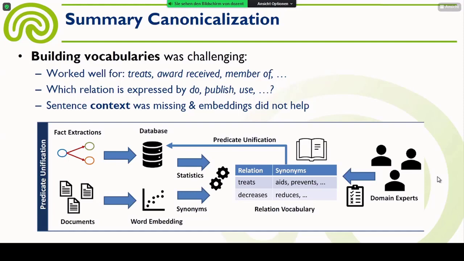In addition, you can use a word embedding to deduce some synonyms automatically to improve this procedure so that you do not have to specify all 1,000 terms. For example, for pharmacy, we need to specify around 60 terms in this vocabulary, and it was quite suitable for our retrieval service. Worked well for special words like tweets, award received, member of, fine. But if you have words like do, publish, use, you do not have the sentence context, and then it's hard to map them. So it's a problem in the end. It's a really big problem. Strongly depends on your domain.